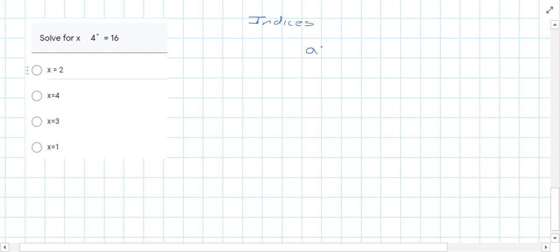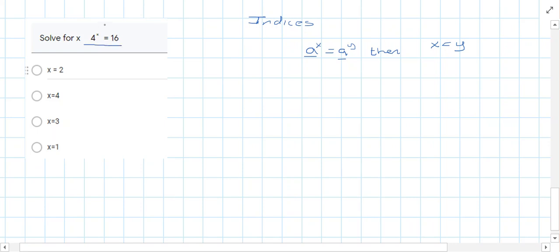this form, a to the power of x, that will be equal to a to the power of y. If you can arrange it in this format, then in this case, x is equal to y. So what you're trying to do is get the same base number, and then the indices of those numbers will be equal to each other. And that's what we're trying to do with this particular question here.